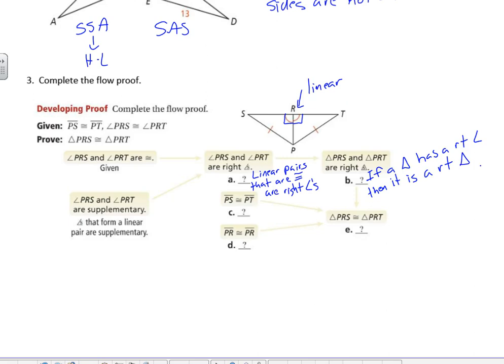So PSR and PRT are supplementary. Angles that form a linear pair are supplementary. So PS is congruent to PT. That was one of our givens. PR is congruent to PR. That's the reflexive property. And so what do we have going on here? Well, we've got right triangles, we've got the hypotenuse, and we've got a leg. So we've got hypotenuse leg congruent to hypotenuse leg.